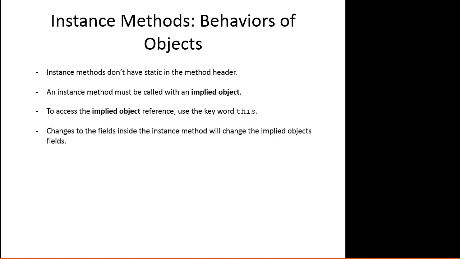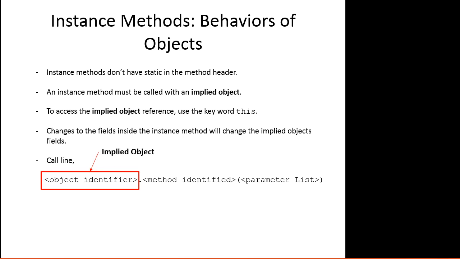Changes to the fields inside the instance method will change the implied object's fields. And our call line is object identifier dot method identifier and then the parameter listing. The object identifier is the implied object. Instance methods are written below fields and constructors.